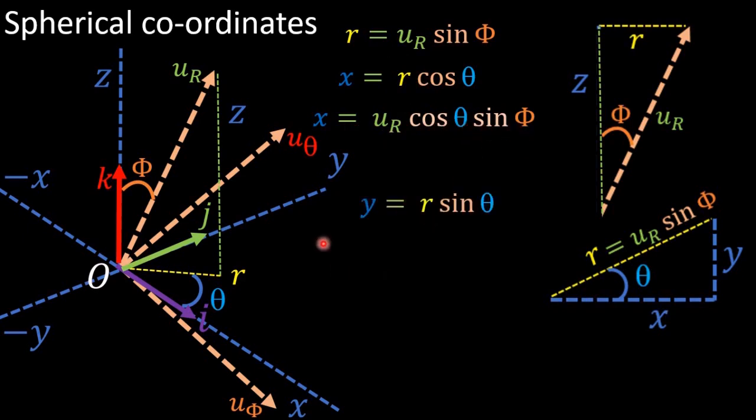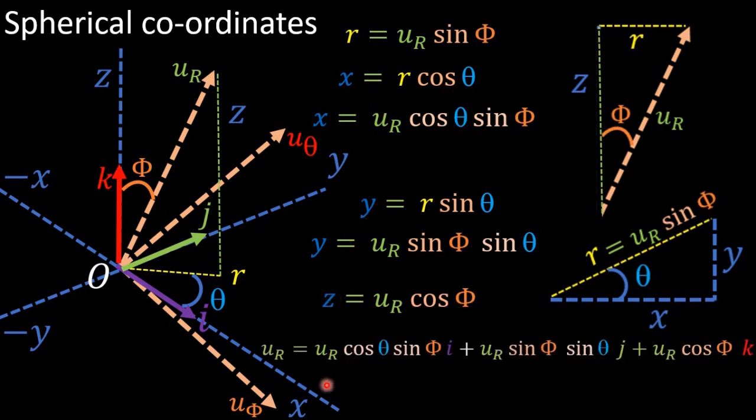Then from this triangle, y equals r times sine theta. This length here is equal to r times sine theta, and again I can substitute r into there to get y equals u sub r times sine phi times sine theta. I can also say z equals u sub r times cos phi, so that's this side here, again just applying trigonometry. So I can take x, y, and z and write them like this: u sub r equals u sub r times cos theta times sine phi in the i direction.